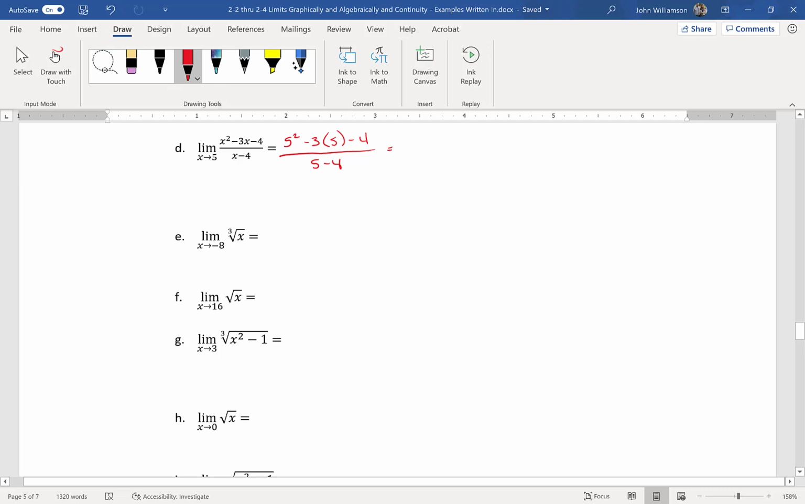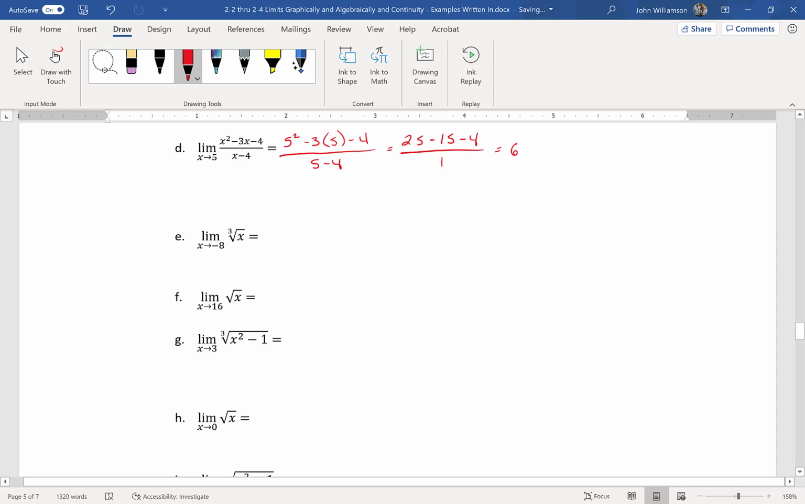So 5 squared is 25. 5 times 3 is 15. So 25 minus 15 minus 4, all over 5 minus 4, which is 1. And so then this just simplifies to 25 minus 15 minus 4, which ends up being 6.